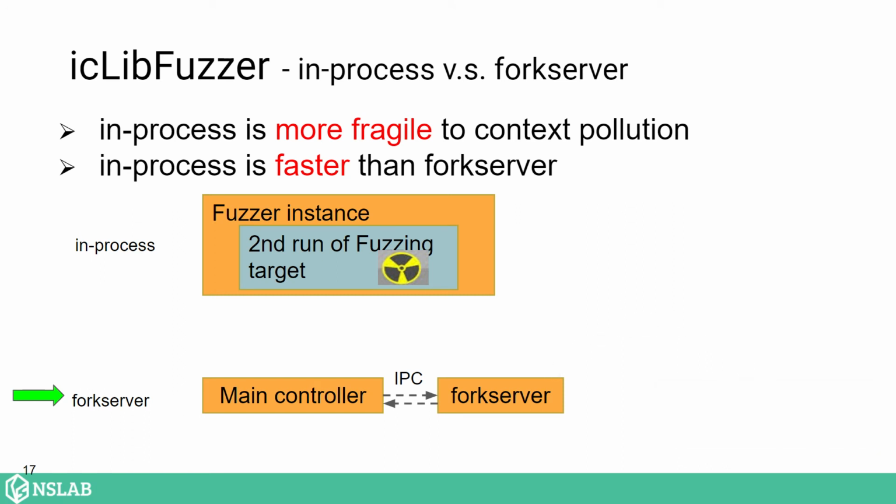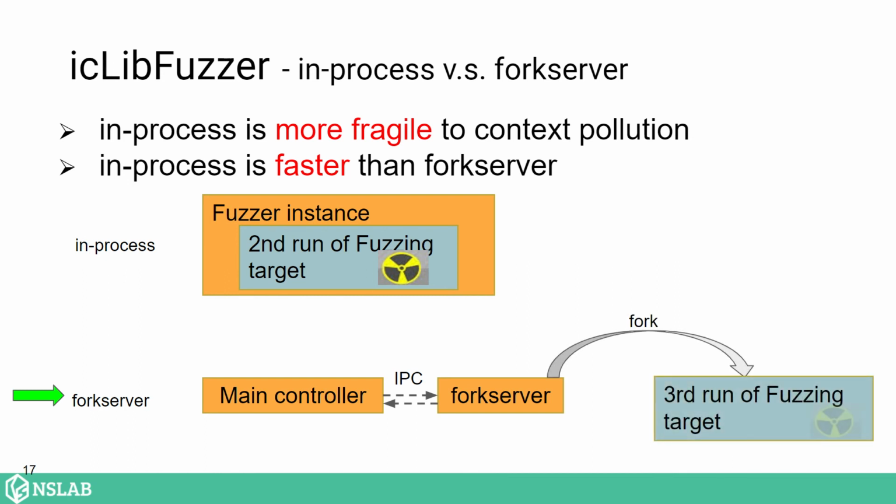However, the ForkServer will have to call the function fork in every execution of the fuzzing target. It will introduce extra overhead compared with InProcess design. We will show the execution speed difference in the preliminary evaluation results later. In short, InProcess design is more fragile to context pollution compared with ForkServer. However, InProcess is much faster than ForkServer design.